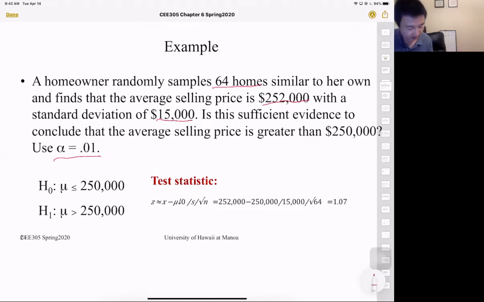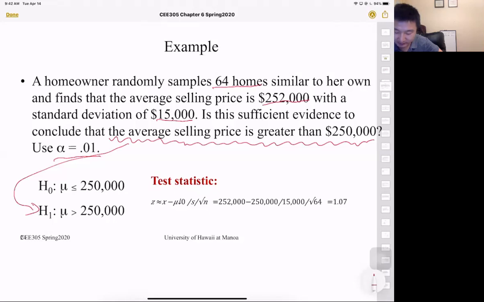I will look at the last sentence and look at what the question is asking. The question is asking whether the average selling price is greater than $250,000. So that will be H1. Okay, so mu of the population is larger than 250. So H0 will be the opposite: H0 will be less than or equal to 250. Another rule to remember is that the equality line always goes with H0. So based on what the question asks, and the equality going with H0, we can set up H0 and H1 like this. And then we calculate the z-score.